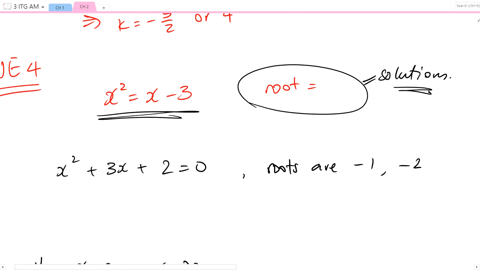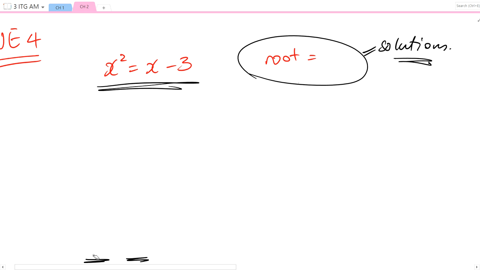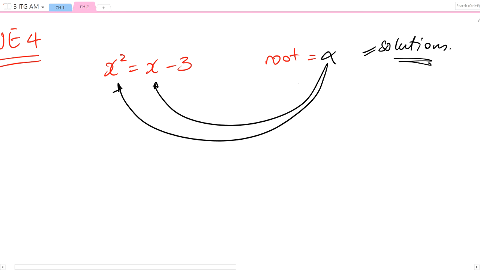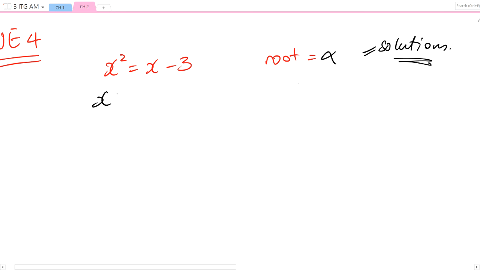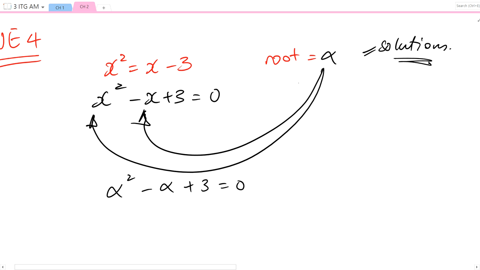Okay, now back to our original question. Now they say that the root is alpha. Right? What this means is that if I don't know the value of alpha, I just know it's going to be a constant. When I substitute this back into the equation, left hand side will be equals to right hand side. But I don't like my equation looking like this. I prefer it looking like this. X squared minus x plus 3 equals to 0. Now I'm going to substitute them back inside and I'm sure left hand side will be equal to right hand side. Therefore, I can now write alpha squared minus alpha plus 3 equals to 0.